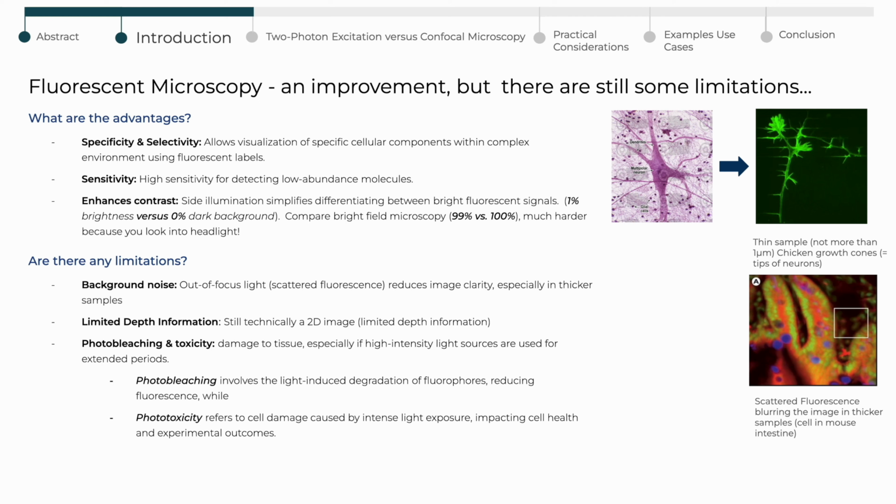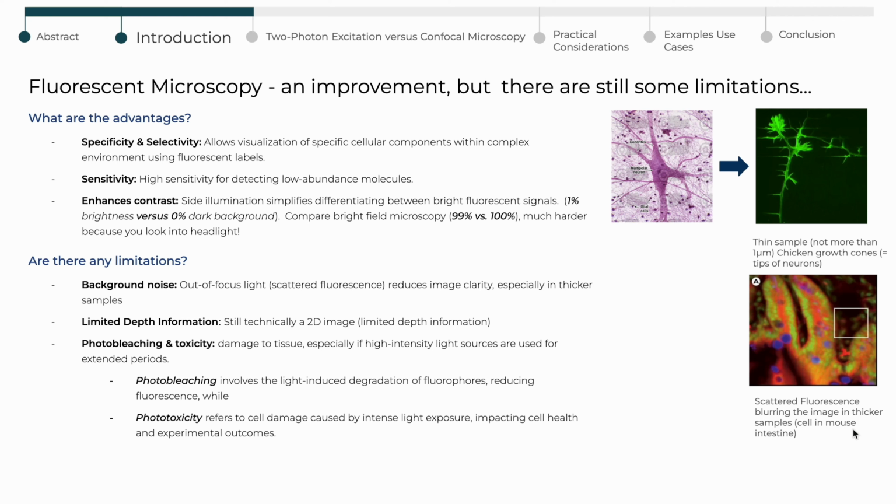If we have a look at the images on the right here, we can see we've pretty much come a long way. On the top left here, we can see an image that was acquired using wide field, bright field microscopy. And on the right side, we have a thin sample, not more than 1 micrometer, of chicken growth cones, which are tips of neurons, acquired from a fluorescent microscope, which obviously has much more information concerning structure and depth here. However, in thicker samples, and this can be seen here on the bottom, the image gets blurred because the fluorescence just scatters too much. And this is an image of a mouse intestine.